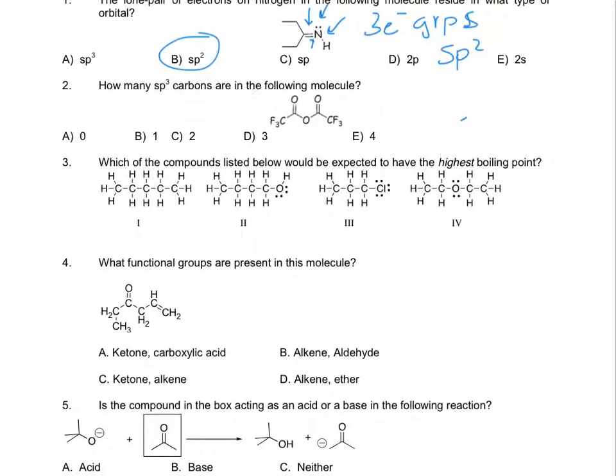How many sp3 carbons are in this molecule? Well, sp3 carbons are those that have 4 electron groups around them, 4 single bonds typically, and that's going to be the 2 CF3 groups. So there's really only 2 sp3 carbons. There are 2 sp2 carbons. Those are part of the carbonyl.